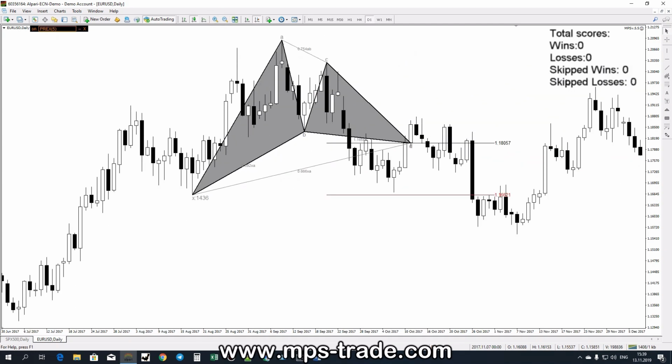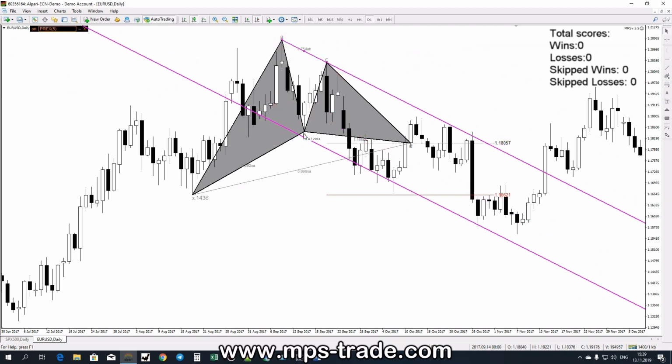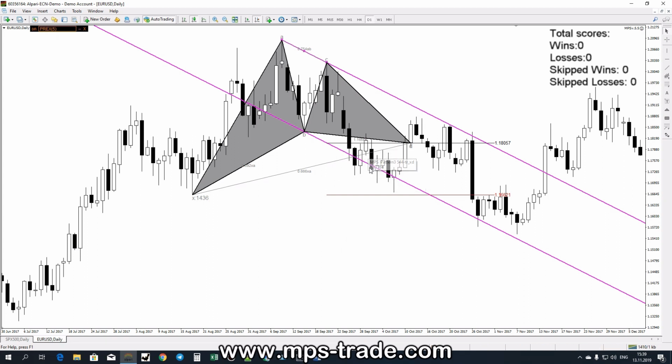Okay, let's examine this example. So we draw the channel, we place it here, and look at this situation. Price was consolidating slightly at this lower border, and then it finally hit the completion. So how can we deal with this situation? We had a rejection here, and then we had a violation.